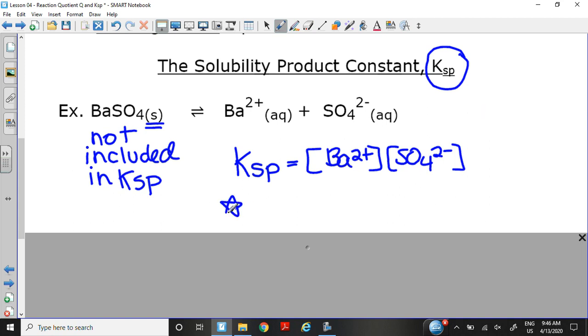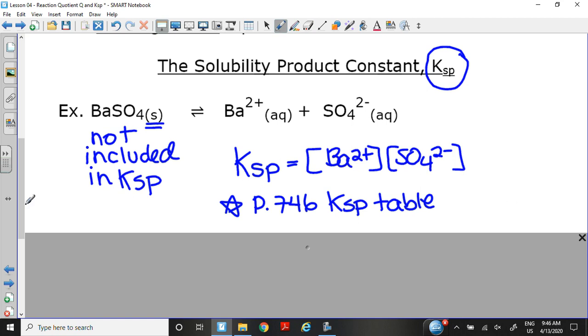In your textbook, in the appendix, and I would suggest taking a look at this either now if you want to pause the video or after, there's a table of KSP values. Sometimes you need to look up those values. So if you need it for a question, just take a look back there. You'll see there's quite a range in KSP values. Some are 10 to the negative 5. Some can go over 10 to the negative 20 or negative 30. So it's got quite a range of solubility on there.